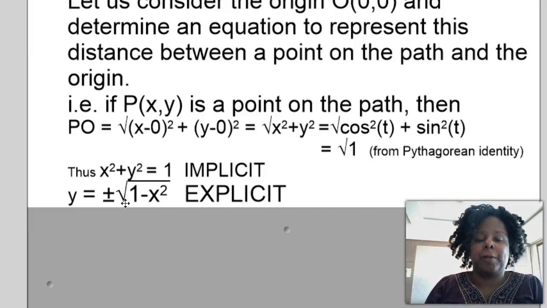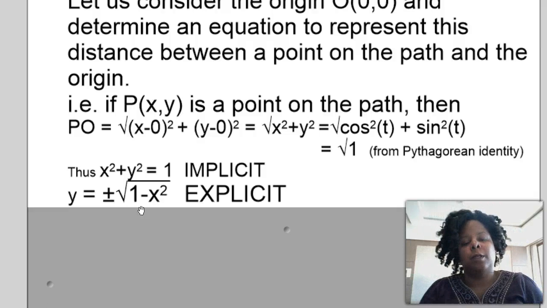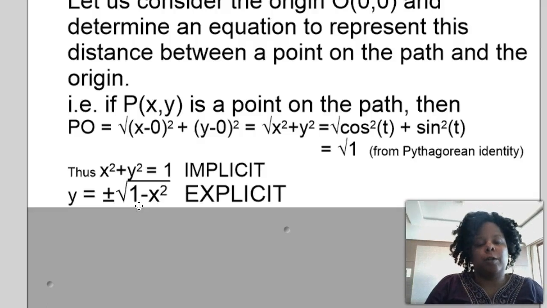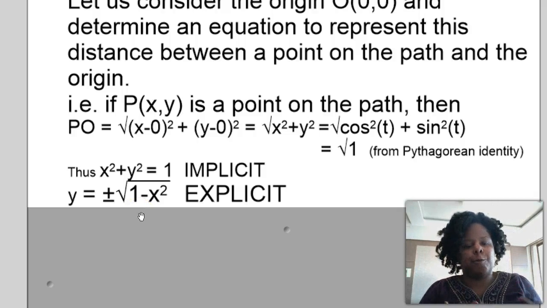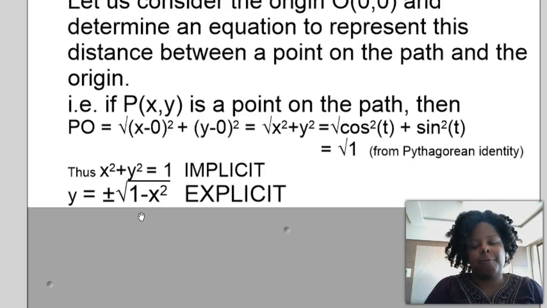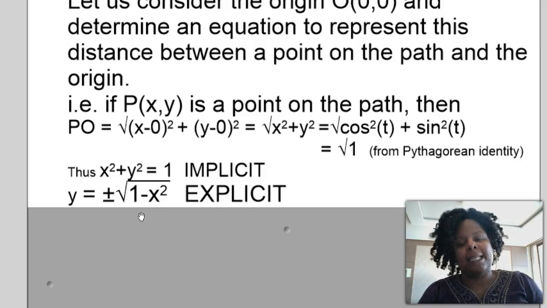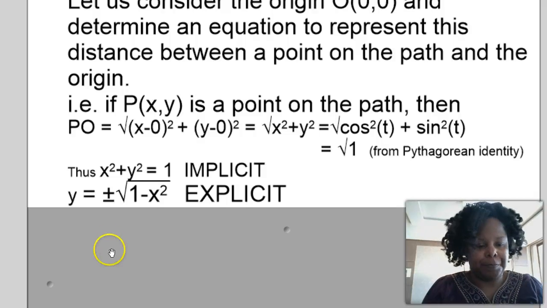One is y is equal to plus the square root of 1 minus x squared, and the other is y is equal to negative the square root of 1 minus x squared. So now we have three ways to represent the same graph. We have parametrically, we have implicitly, and now we have explicitly.